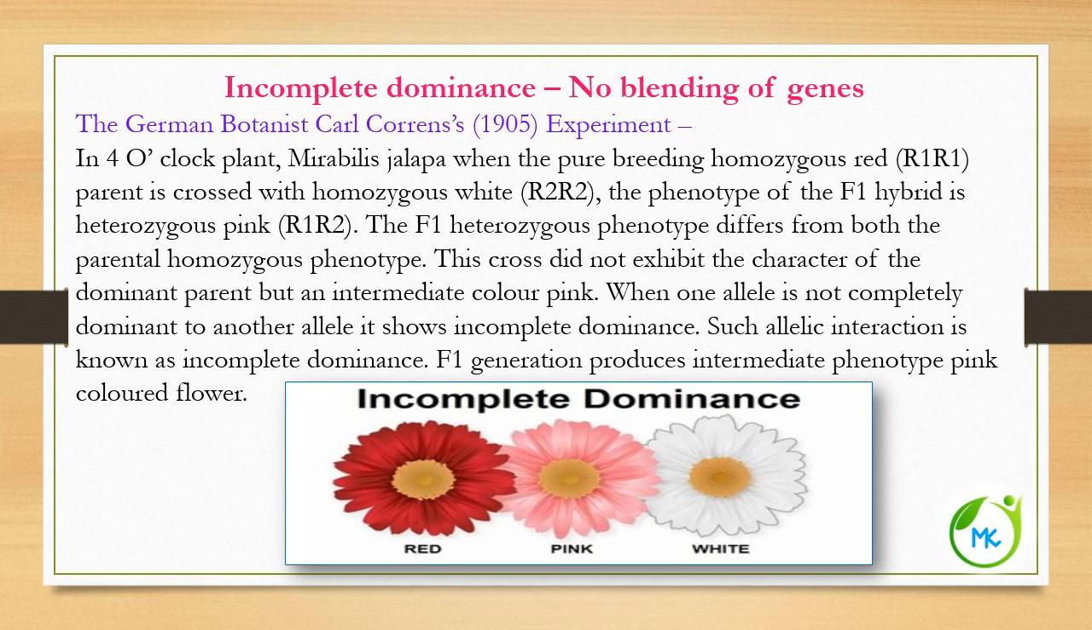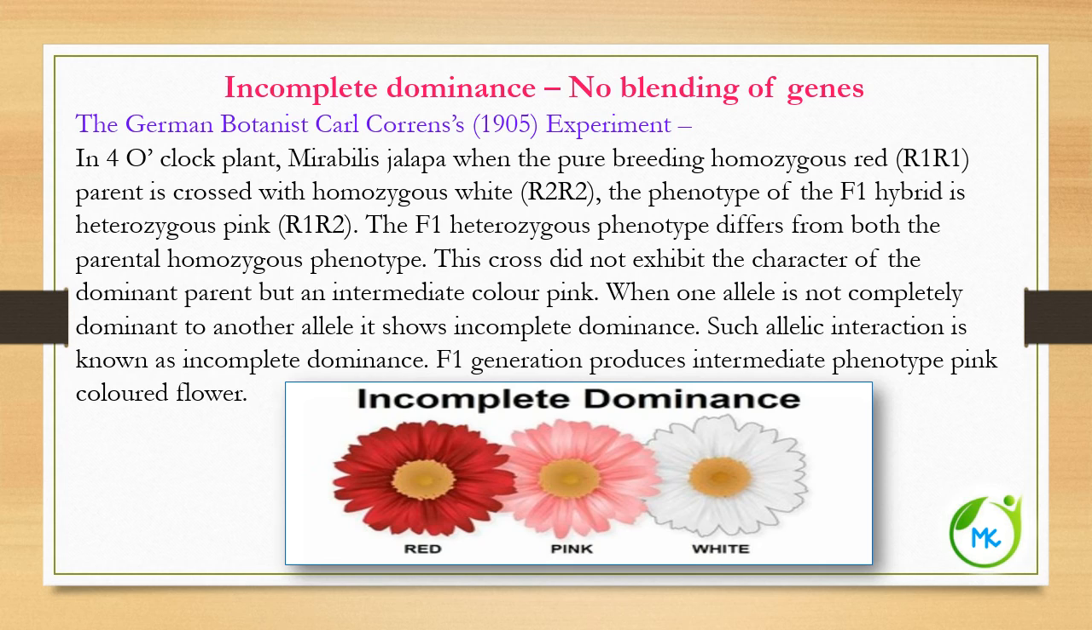In Mendel's crosses we have seen the law of dominance, where one is going to be dominant and one is going to be recessive. But in incomplete dominance, there is no blending of genes. This incomplete dominance experiment was done by a German botanist, Karl Correns, in 1905, in his experiment on the Mirabilis jalapa plant, which is referred to as the four o'clock plant.